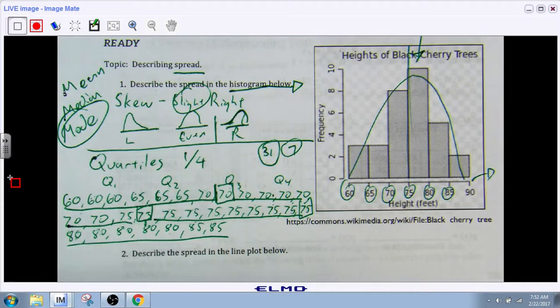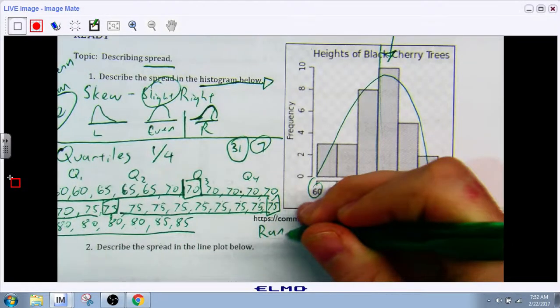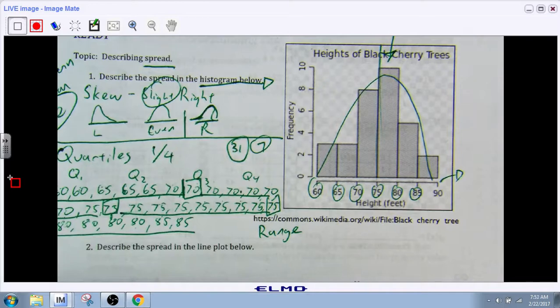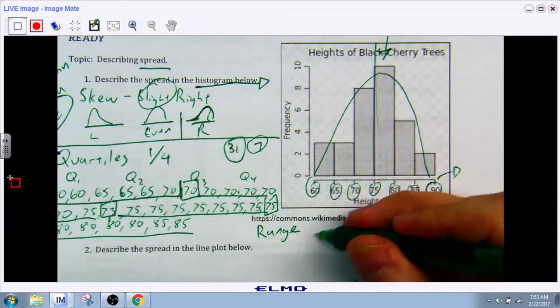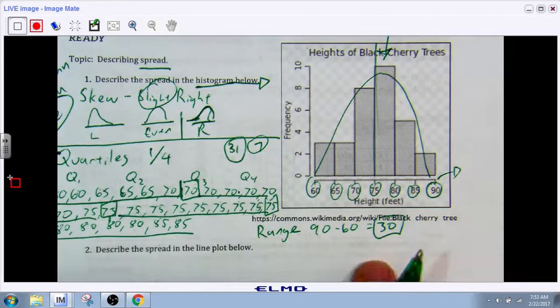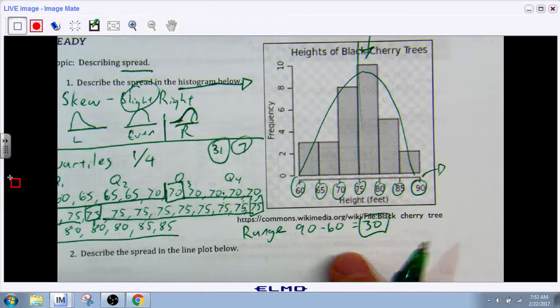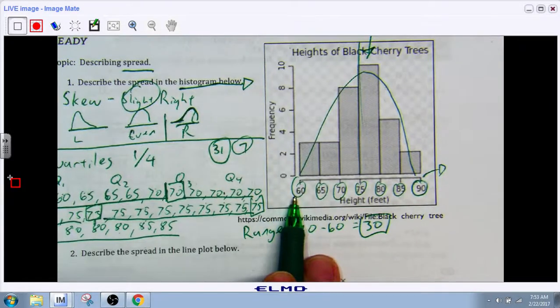And finally, the final thing I want you guys to think about is this concept of range. A range in data just means how our data is spread out. So for example, we see that we top out at 90 and we end at 60. So I would do 90 minus 60 equals 30. And so what this means is that we have a range of data of 30, meaning that our black cherry trees go anywhere from 60 feet to 90 feet.